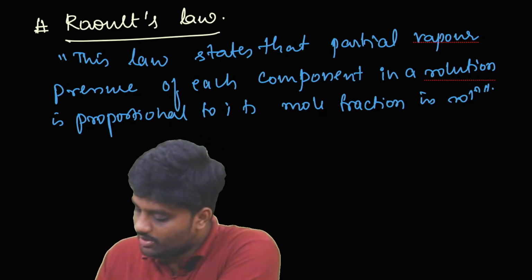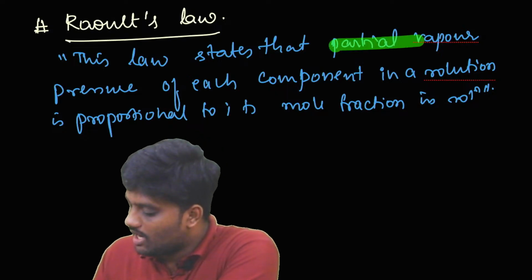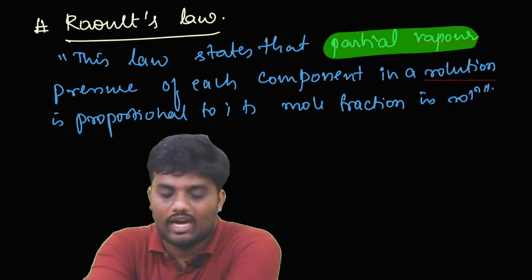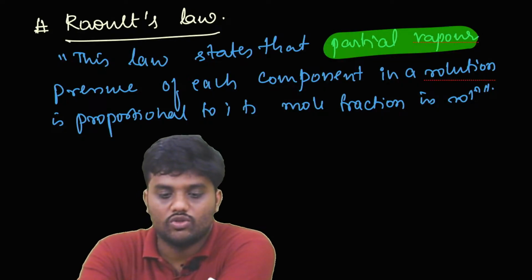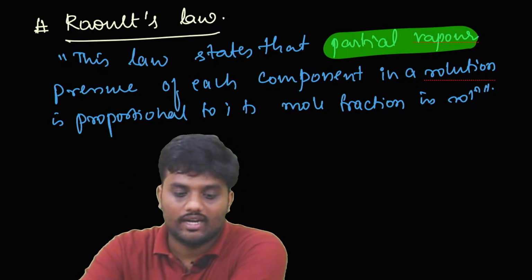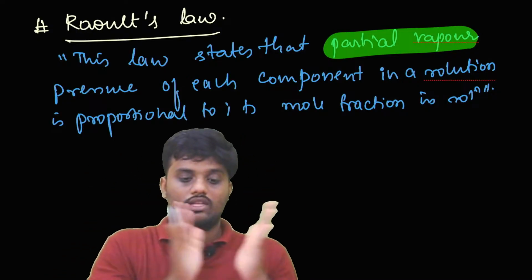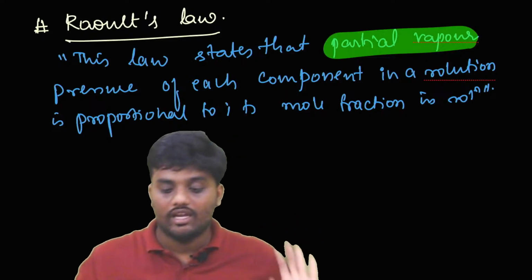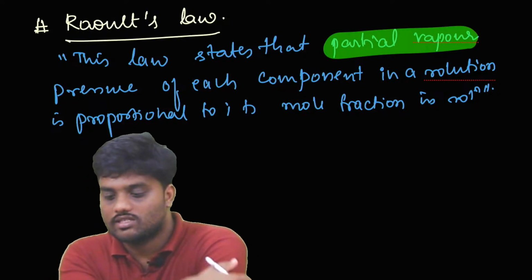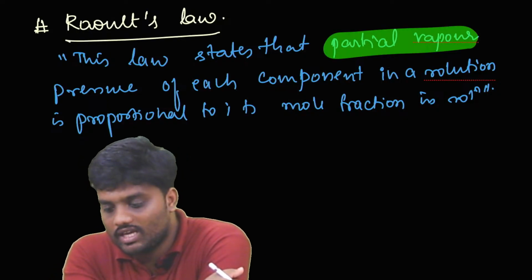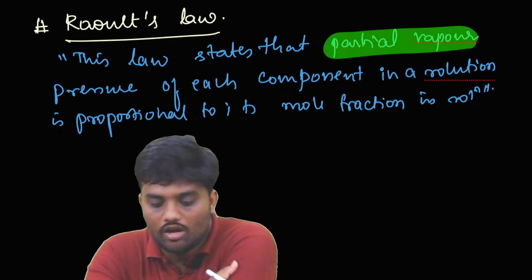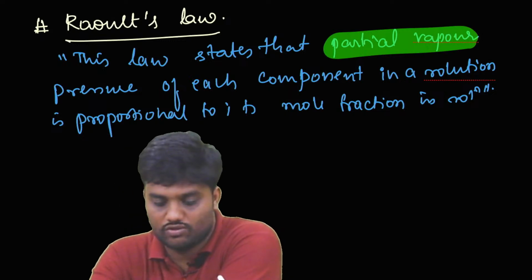Partial vapor pressure means that the solute and solvent together exert a force on the container. Force acting per unit area is called pressure. So this law states that the partial vapor pressure of each component in a solution is proportional to its mole fraction in the solution.